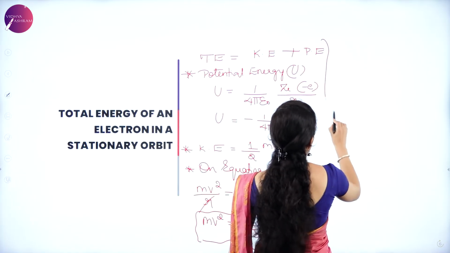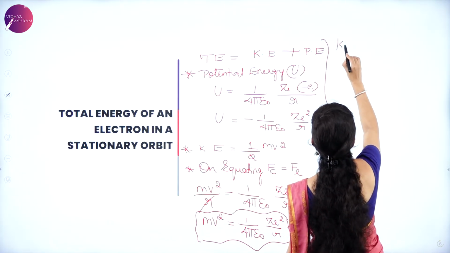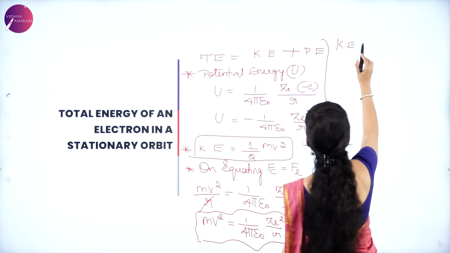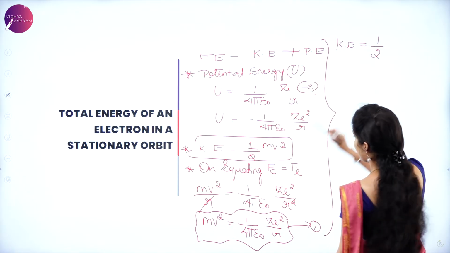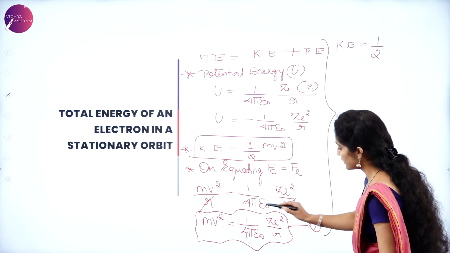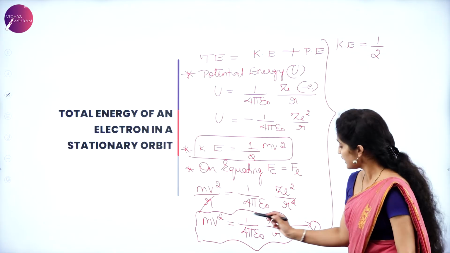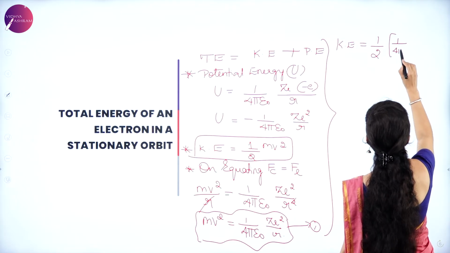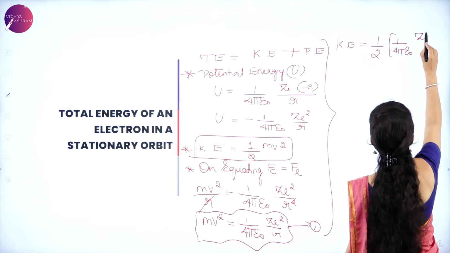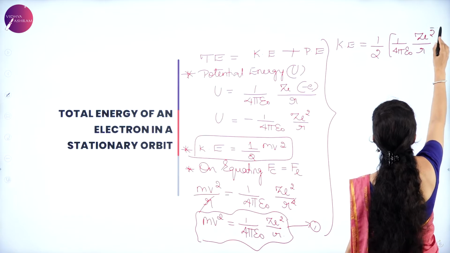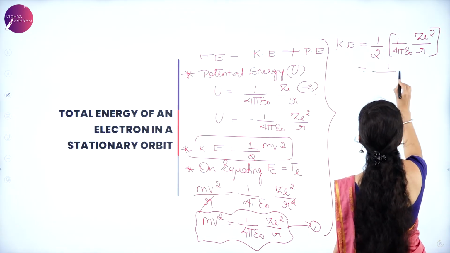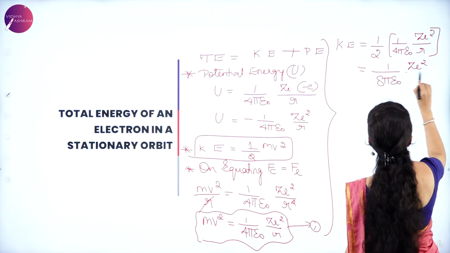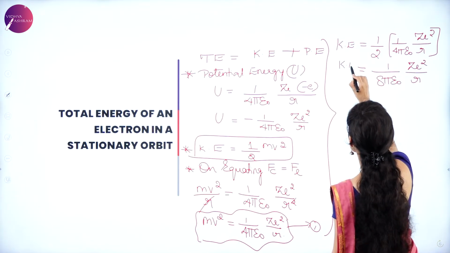So now the kinetic energy is half mv square. Instead of this mv square, substitute 1 by 4 pi epsilon naught Ze square by R. So we have half times 1 by 4 pi epsilon naught Ze square divided by R. We can write this as 1 by 8 pi epsilon naught Ze square divided by R, which is the kinetic energy.